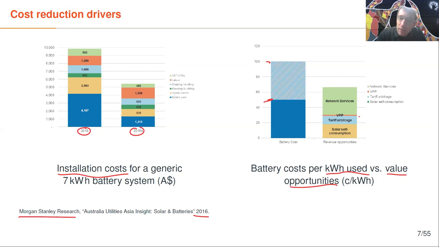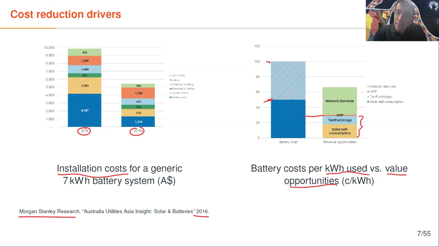Now, at the moment, customers can only use the bottom two, which is solar self-consumption. So basically charge the battery when the sun is shining in the middle of the day and nobody is using that energy, and tariff arbitrage. So if you are on a time of use tariff, you may charge the battery when the electricity is cheap and discharge when it's expensive. So you can see that currently those two value streams, in 2016 when this prediction was made, were not sufficient to cover the battery cost.